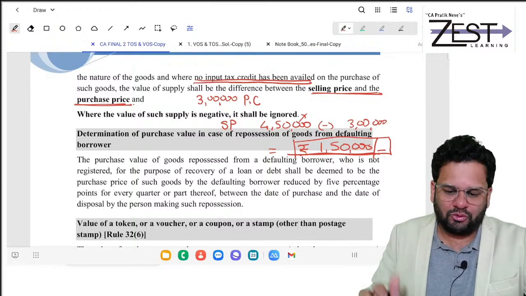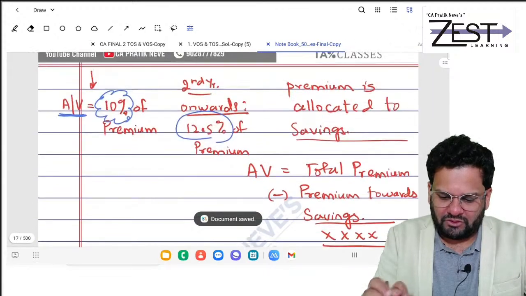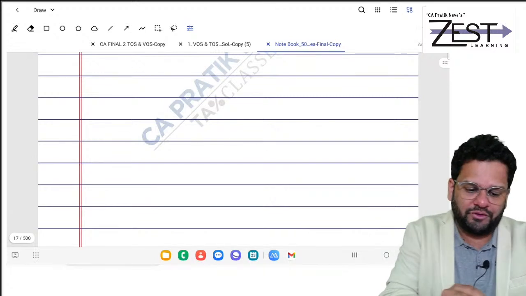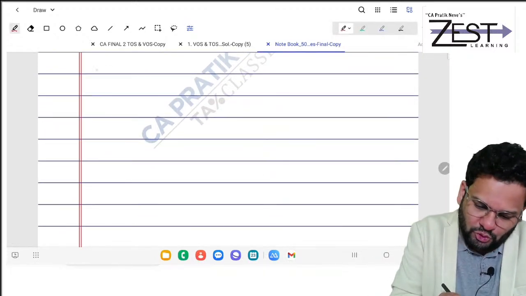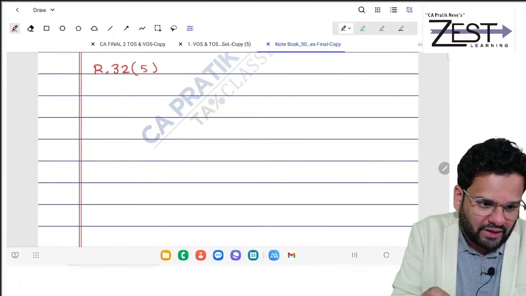Would you like to write this? So till now we have written everything. So go to the provisions and concepts notebook and write this point. Rule 32 subrule 5.